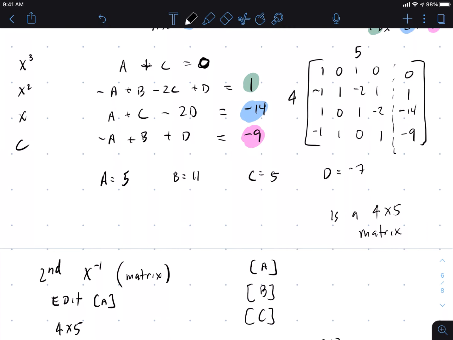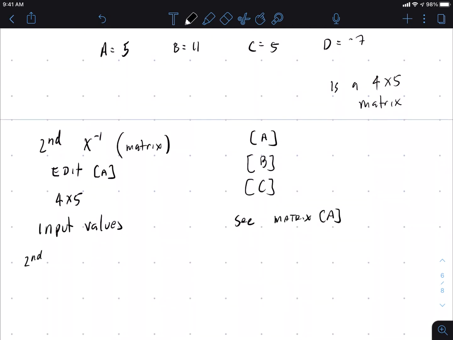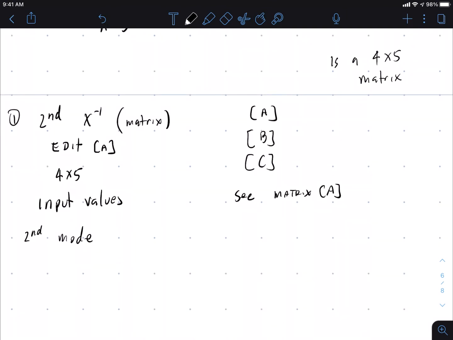I typically just enter. I got the same values, but the signs are different. Okay, hold on a second. Let me do it. Negative 1, 1, 0, 1, negative 9. Okay, once you have those values, you can second mode, which will quit out of it. So these are all the steps. 1, 2, 3, 4, 5, 6.